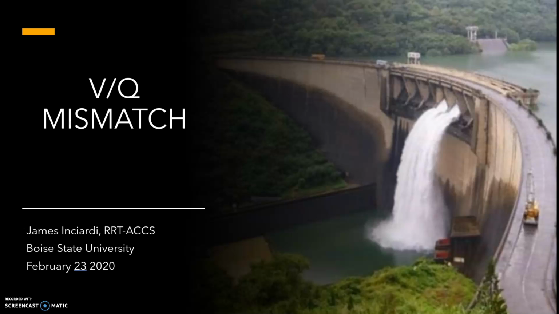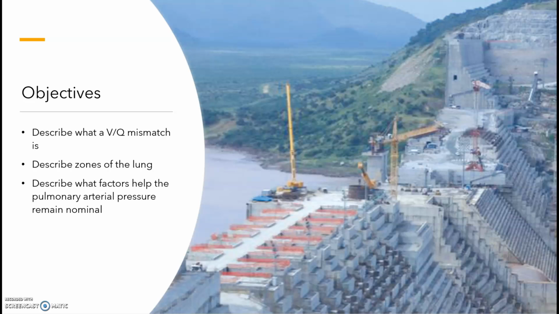Here are my objectives. Describe what a VQ mismatch is, describe zones of the lung, and describe what factors help the pulmonary arterial pressure remain nominal.